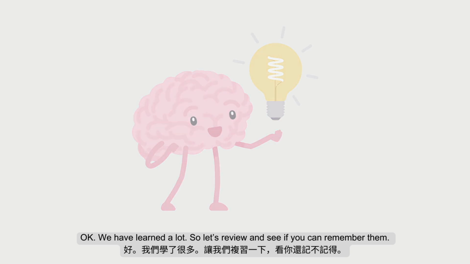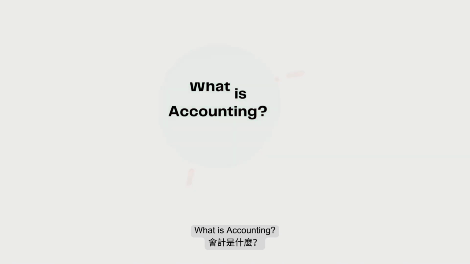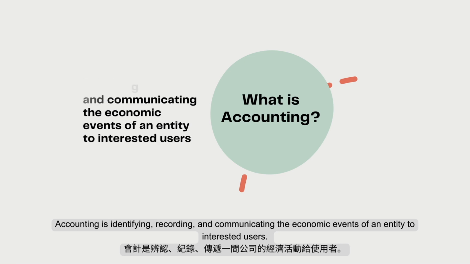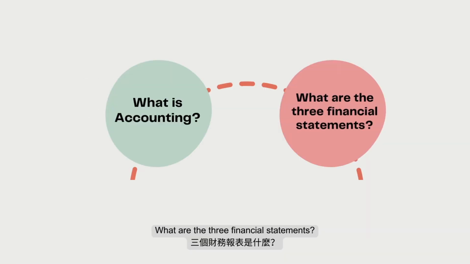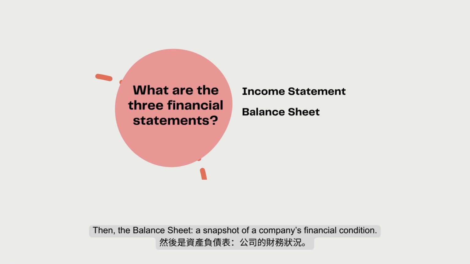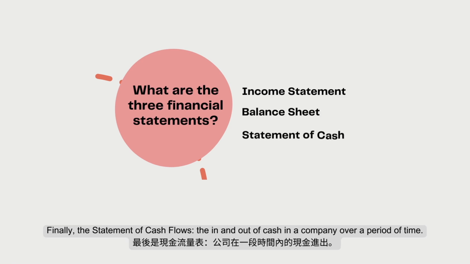Okay, we have learned a lot, so let's review and see if you can remember them. What is accounting? Accounting is identifying, recording, and communicating the economic events of an entity to interested users. What are the three financial statements? First is the income statement, how much profit a company earns over time. Then the balance sheet, a snapshot of a company's financial condition. Finally, the statement of cash flows, the in and out of cash in the company over a period of time.